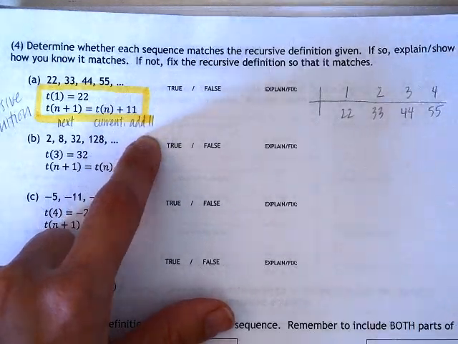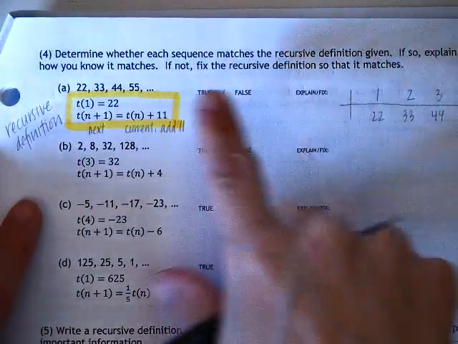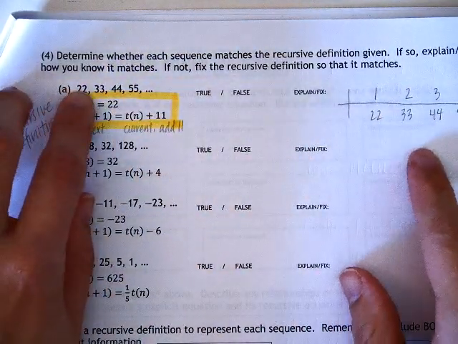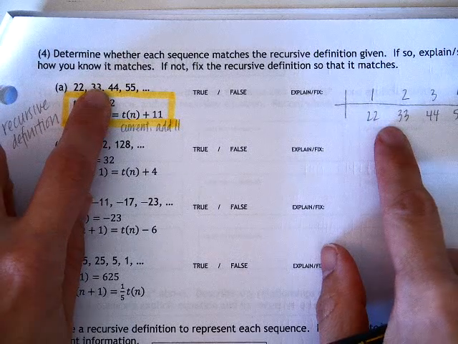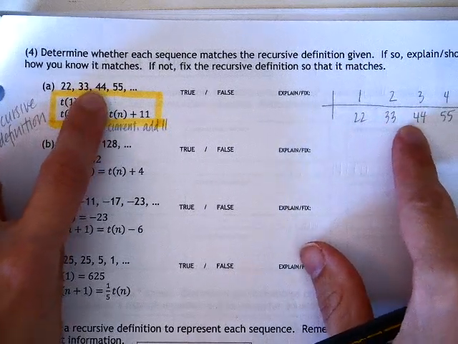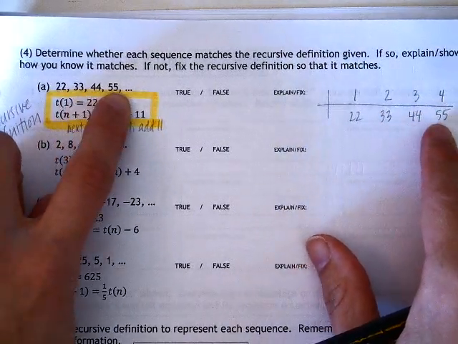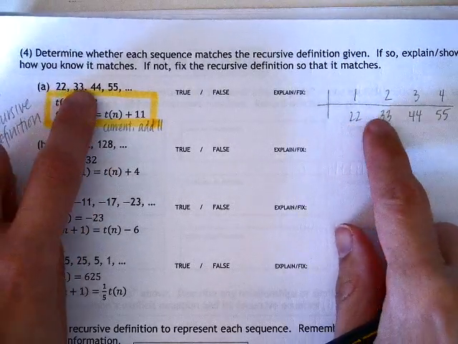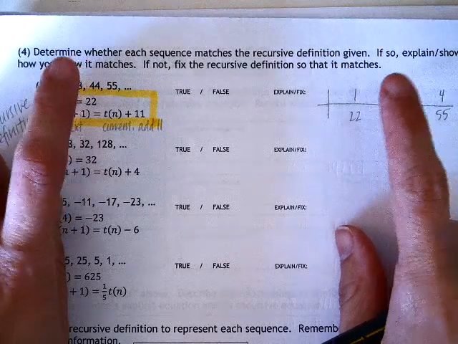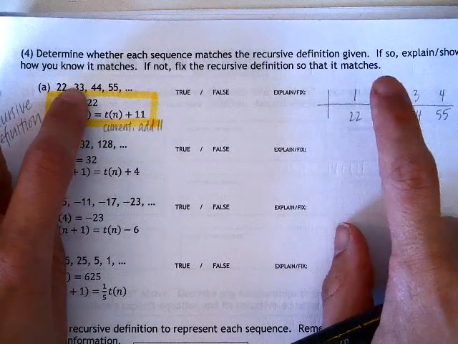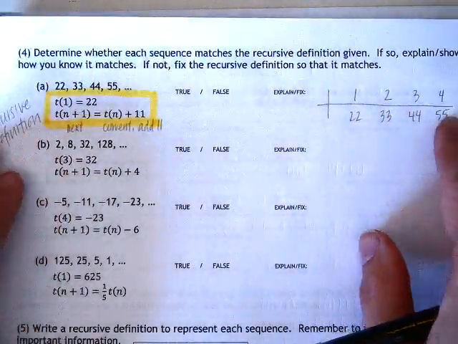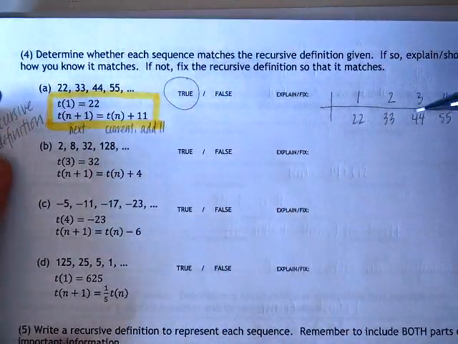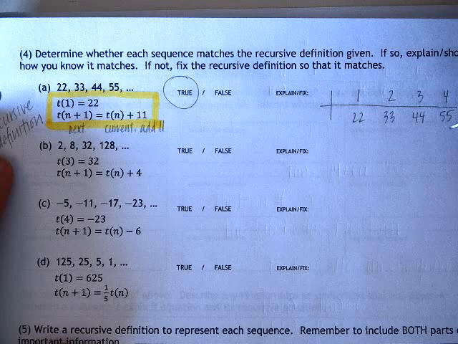Okay, check. Now I'm going to go back and look, compared to what I see that they gave me originally. First term was 22, second term was 33, next term was 44, fourth term was 55, looks correct. It looks like the first, second, third, and fourth terms that they gave me match the terms that the equation generated. So I would say this one is true. And the explanation can simply be the table of values.